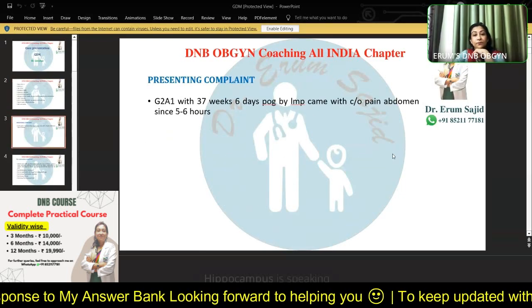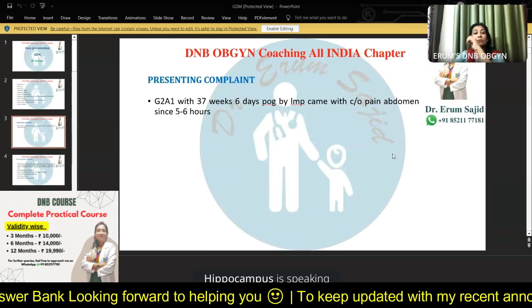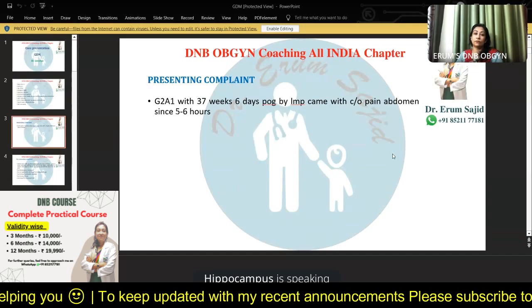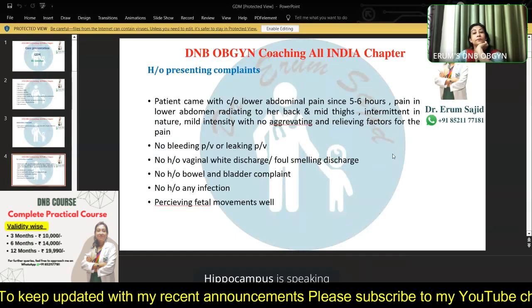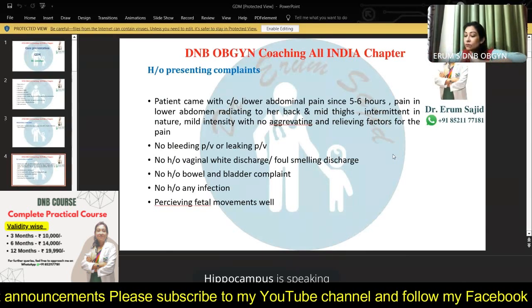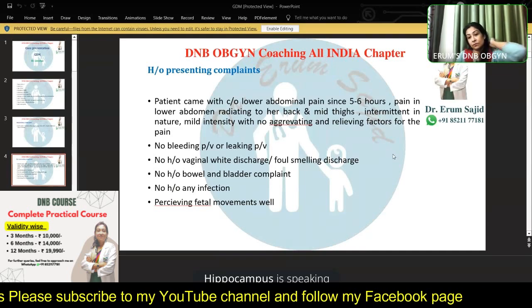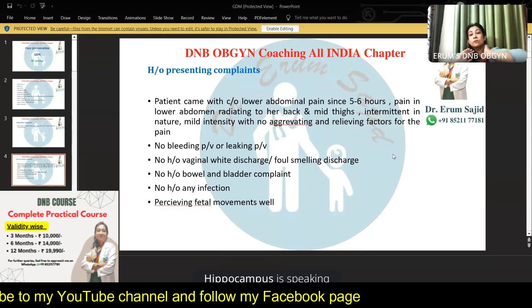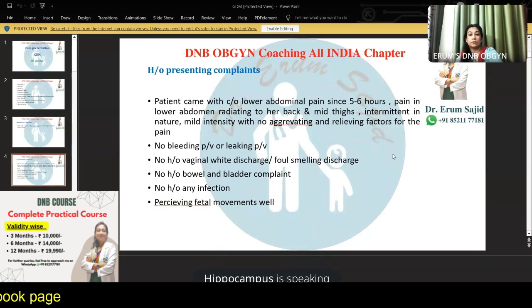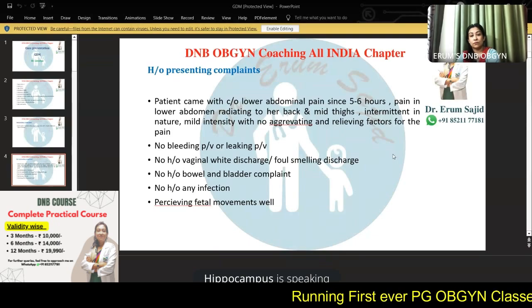Okay. Go on. Gravida 2 abortion 1 with 37 weeks 6 days period of gestation by her LMP, came with complaint of pain abdomen since 5 to 6 hours. Okay. History of presenting complaint. Patient came with complaint of lower abdominal pain since 5 to 6 hours. Pain in lower abdomen radiating to her back and mid thighs, which is intermittent in nature with mild intensity. There are no aggravating or relieving factors for the pain. There is no history of bleeding per vaginum or leaking per vaginum. No history of vaginal white discharge or foul smelling discharge. No history of bowel and bladder complaints. No history of any infection, and she is perceiving her fetal movements well.